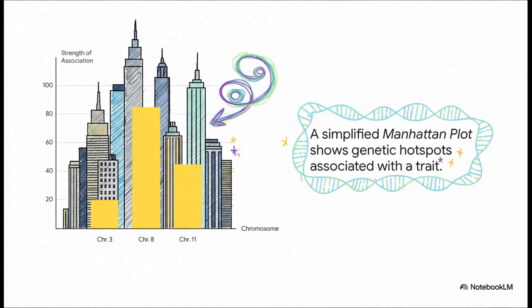Now, scientists visualize all these results using a tool with a fantastic name, a Manhattan plot. And this here is a simplified version. Think of it like the skyline of our genome. Each of these bars is a chromosome, and the height tells you how strongly a SNP in that region is linked to the trait. The tallest skyscrapers you see? Those are the genetic hotspots that get scientists really, really excited.